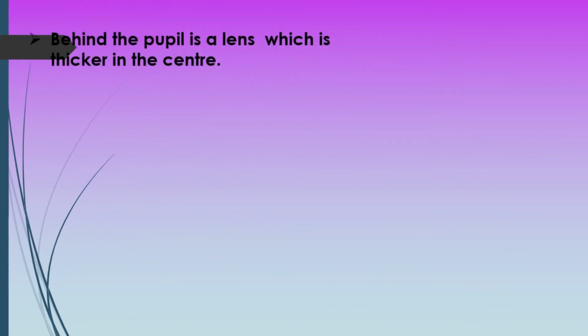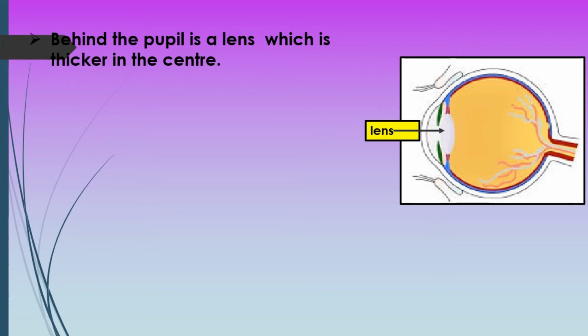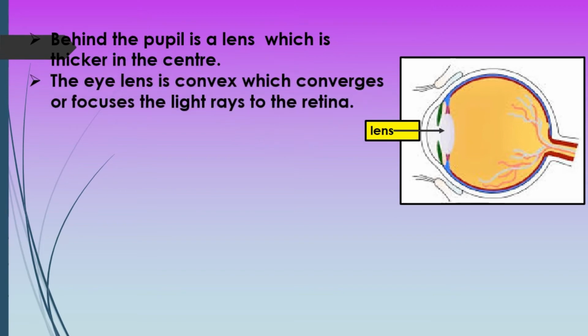Behind the pupil of the eye is a lens which is thicker in the center. What kind of lens is thicker at the center? Yes, you are right. It is a convex lens. The eye lens is a convex lens which converges or focuses the light rays to the retina.